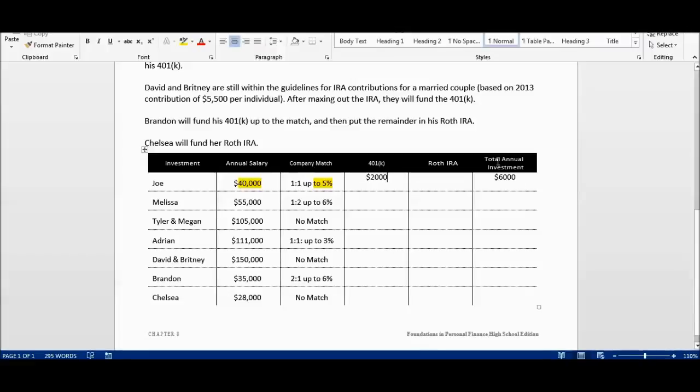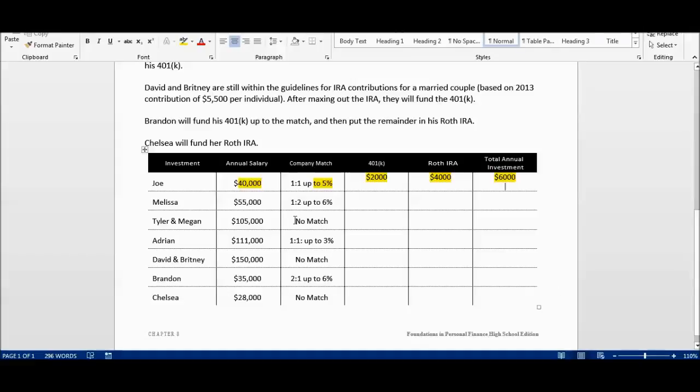Now, if Joe is investing a total amount of $6,000 for retirement, and $2,000 of that is going into his 401k, we're looking to see what the remainder is to go in the Roth IRA. So we're just subtracting the $2,000 from the $6,000, which gives us $4,000. And that's all we need to do for Joe's, let's highlight that. That's all we need to do for Joe's contributions, and that is done.